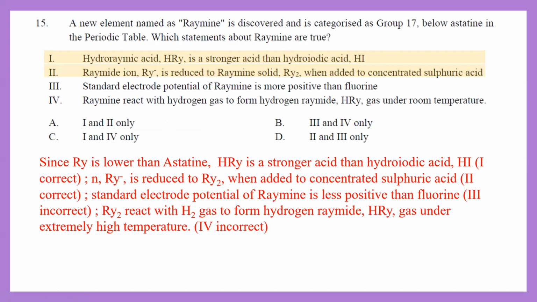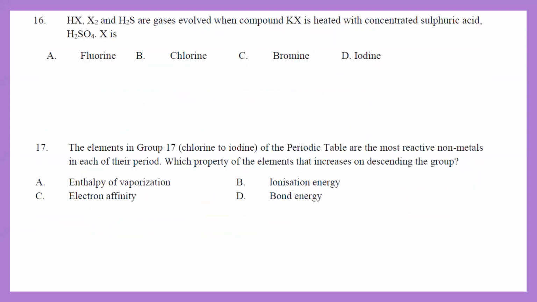And last but not least, Ramin reacts with hydrogen gas to form hydrogen ramide at room temperature, which is wrong. For hydrogen iodide, you already require 450 degrees Celsius. So Ramin, which is much further below than iodine, will not be reacting here. So the best description of all this is answer A. So this is question number 15. Then we go to question number 16.